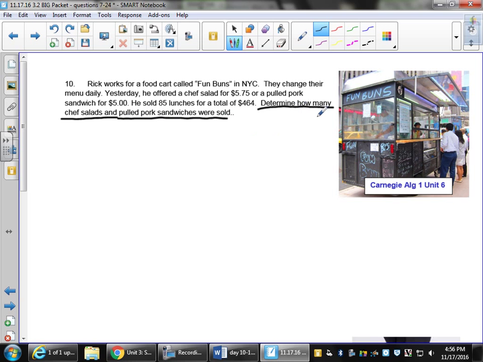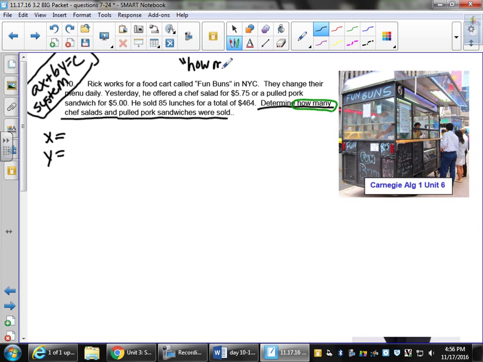So as soon as I see how many, how many of each, that tells me this will be an Ax plus By equals C system. How many of each item question? Let's get our variables defined, x equals, y equals. That question of how many tells me that we're talking number of.